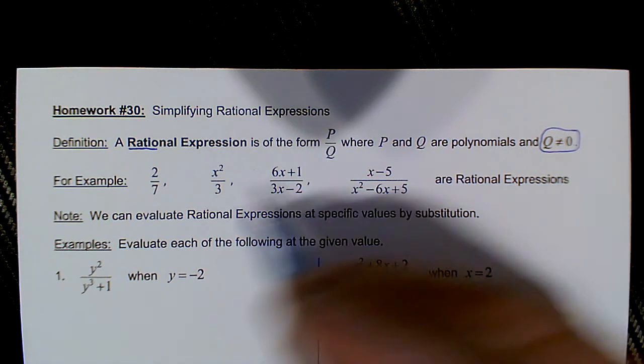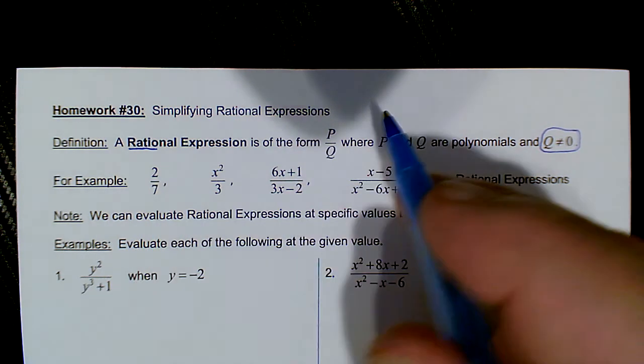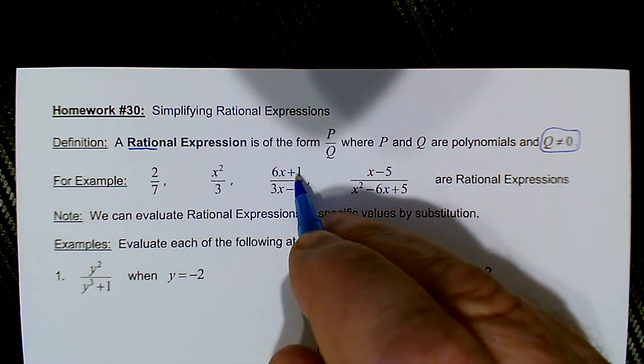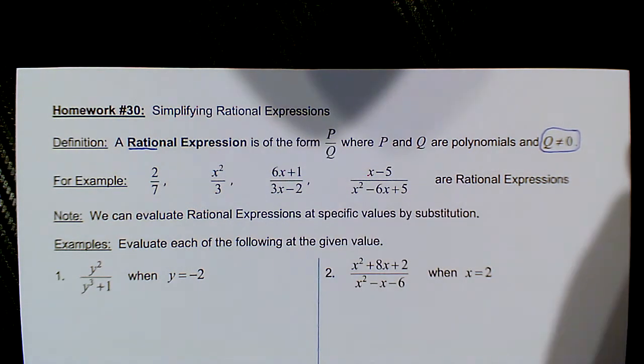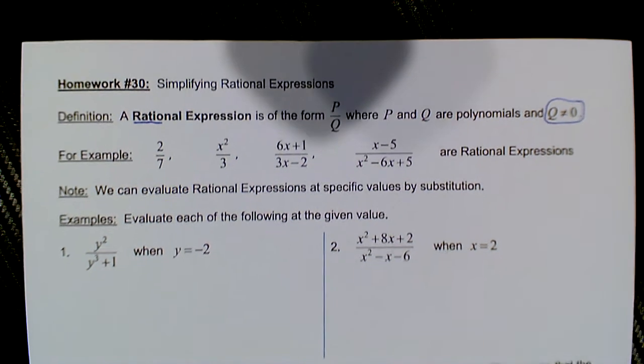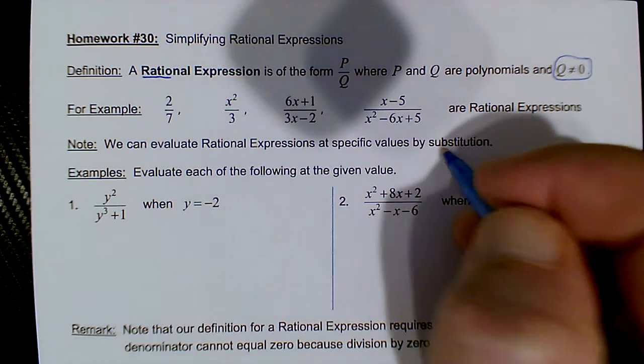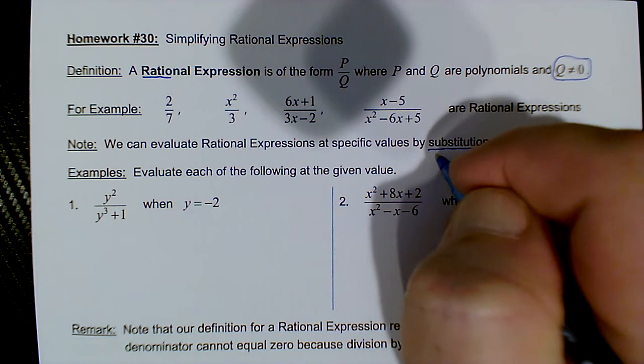So here's some examples. Here's a simple rational fraction, just constants in both numerator and denominator. But then here's some examples of polynomials in both numerator and denominator. So any combination. And one of the things that we could do, as we've done in the past with many other types of functions, is to evaluate rational expressions by substitution, or sometimes people call this replacement.